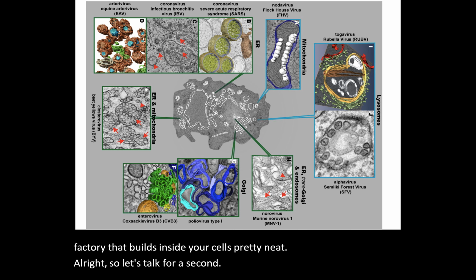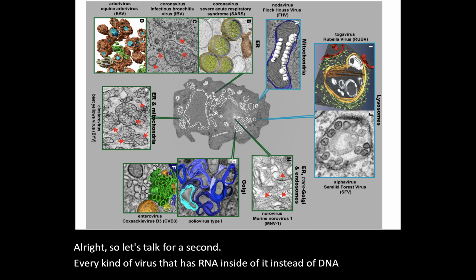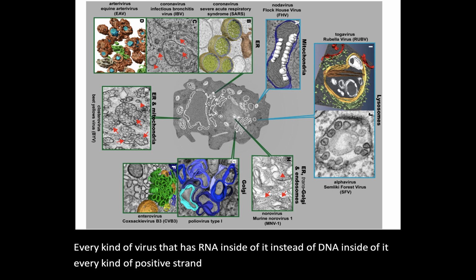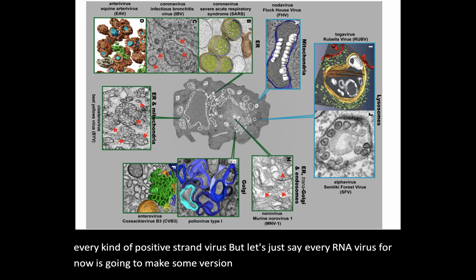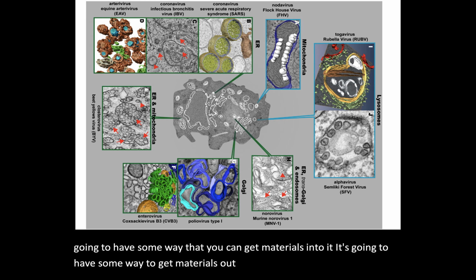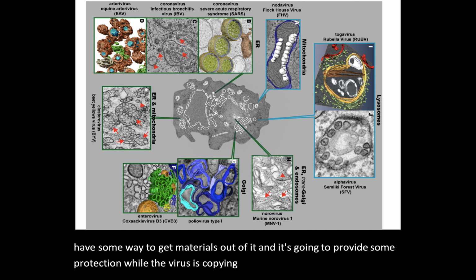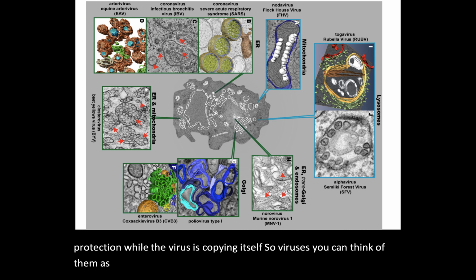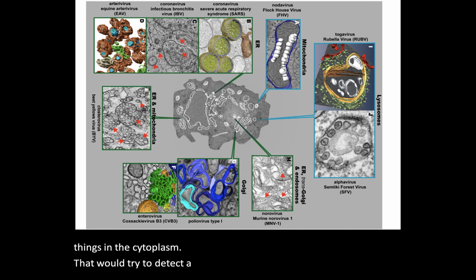All right, so let's talk for a second. Every kind of virus that has RNA inside of it instead of DNA, every kind of positive strand virus, but let's just say every RNA virus for now, is going to make some version of a little house. The house is going to have some way that you can get materials into it, some way to get materials out of it, and it's going to provide some protection while the virus is copying itself. Viruses, you can think of them as being kind of shy, but really it's just that there are a lot of things in the cytoplasm that would try to detect a virus and would try to shut it down if they could find it.